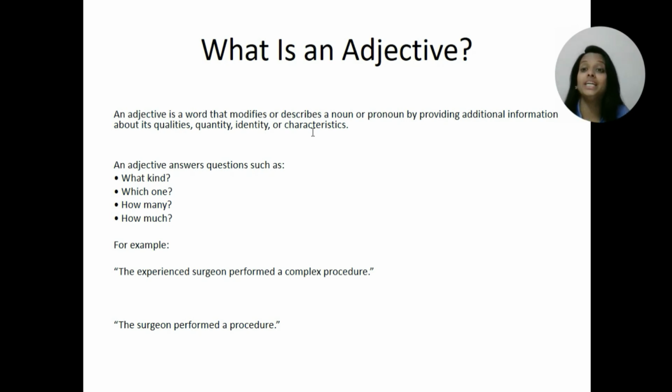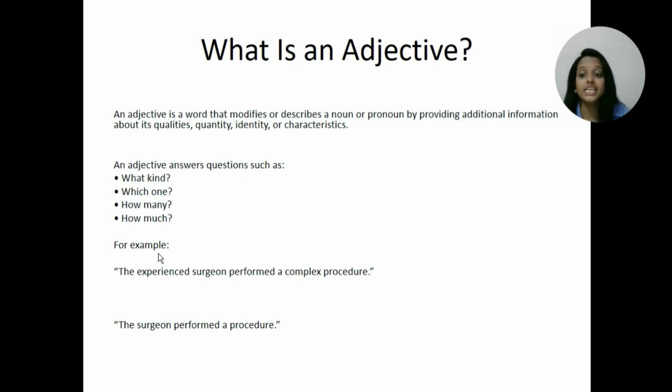So, what do you mean by an adjective? It is a word that modifies or describes a noun or pronoun by providing additional information about its qualities, quantity, identity, or characteristics. In simple terms, an adjective answers questions such as what kind, which one, how many, or how much. For example, the experienced surgeon performed a complex procedure.